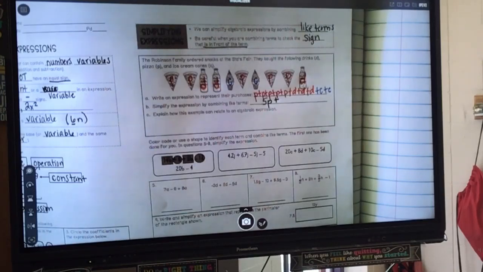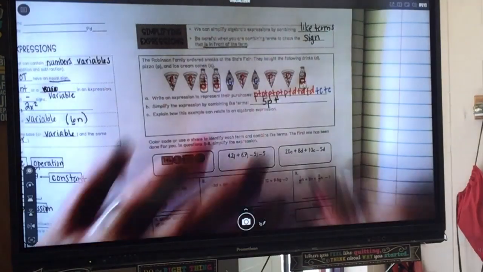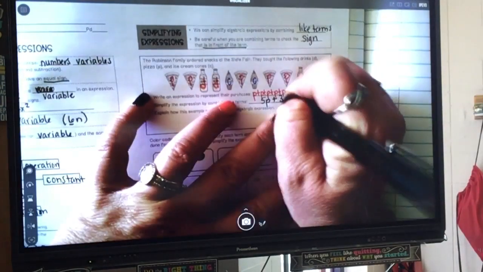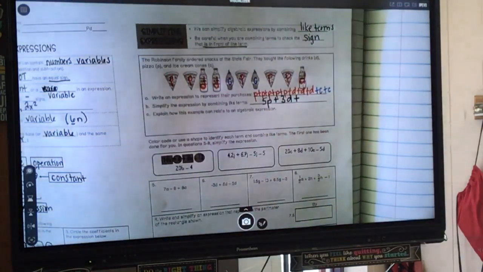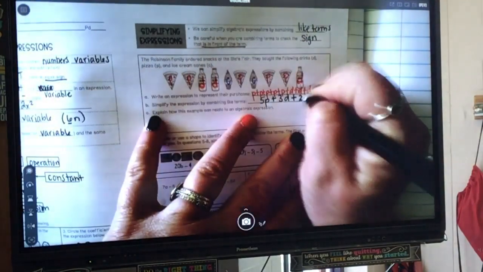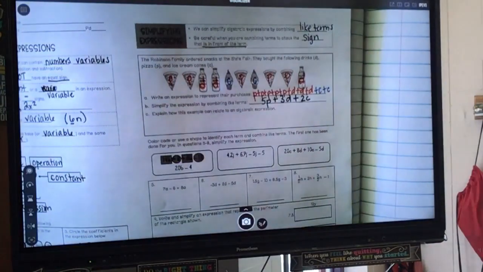How many D's do we have? We have 3, so we're going to do plus 3D plus how many ice creams do we have? 2. Christian? 2. Alright, so in your own terms, explain how this example can relate to an algebraic expression. So go ahead and write that. I'm going to give you a minute. Go.